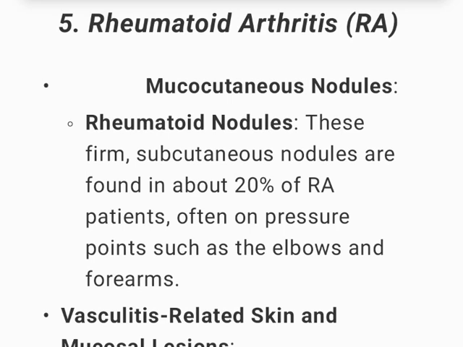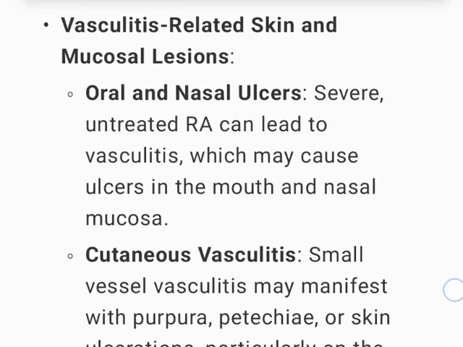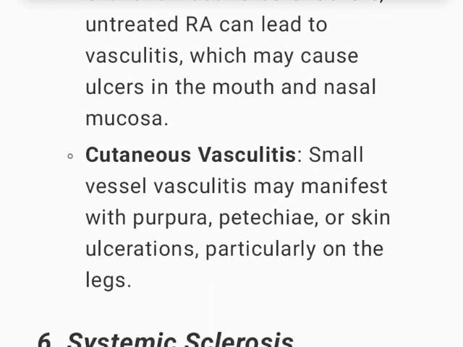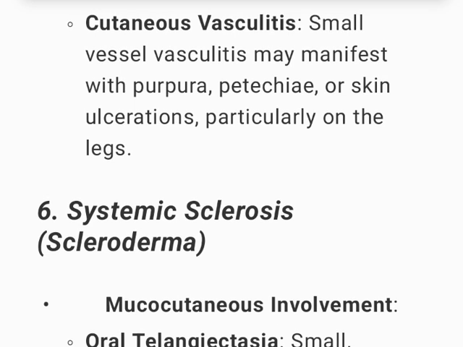5. Rheumatoid arthritis, mucocutaneous nodules. Rheumatoid nodules. These firm, subcutaneous nodules are found in about 20% of RA patients, often on pressure points such as the elbows and forearms. Vasculitis-related skin and mucosal lesions. Oral and nasal ulcers. Severe, untreated RA can lead to vasculitis, which may cause ulcers in the mouth and nasal mucosa. Cutaneous vasculitis, small vessel vasculitis, may manifest with purpura, petechiae, or skin ulcerations, particularly on the legs.